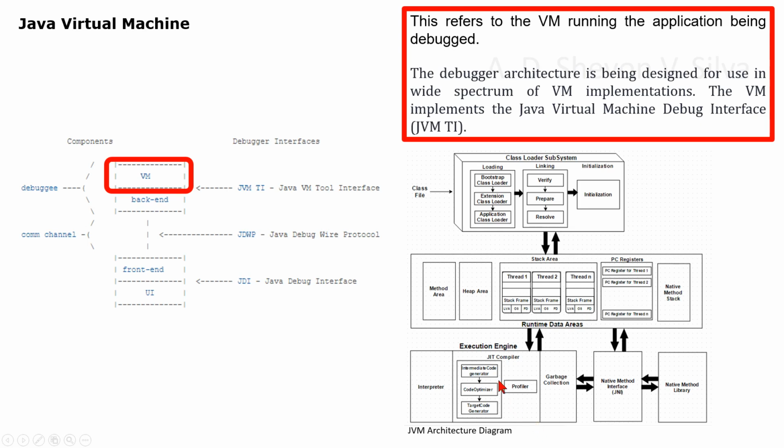Intermediate code generator produces intermediate code. Code optimizer is responsible for optimizing the intermediate code generated above. Target code generator is responsible for generating machine code for native code. Profiler, a special component, is responsible for finding hotspots, that is, whether the method is called multiple times or not.